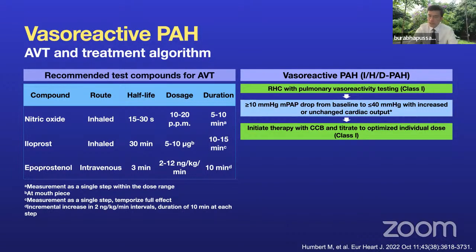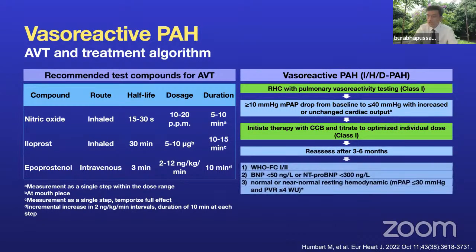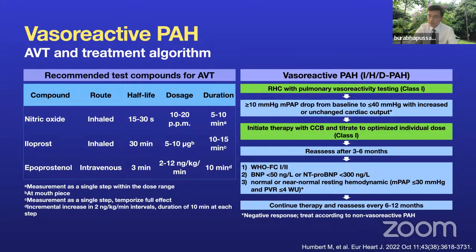And from the latest updated guideline, we suggest that the patient should be reassessed after 3 or 6 months of therapy, and we have to look at whether the patient can return to a normal state or not, which must include the functional class assessment, a normal BNP, and also near-normal hemodynamics, which is important. We have to keep the patient, let's say, with mean PAP below 30s and PVR below 4 Wood units. If we can achieve the target, then we can continue with calcium channel blocker monotherapy.